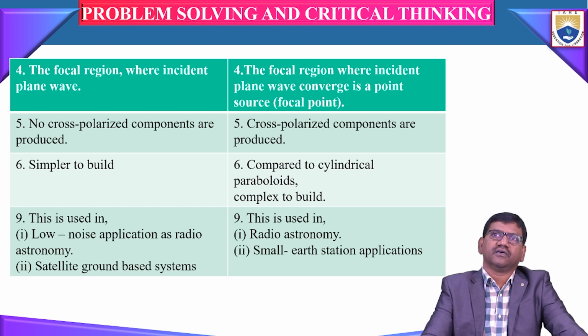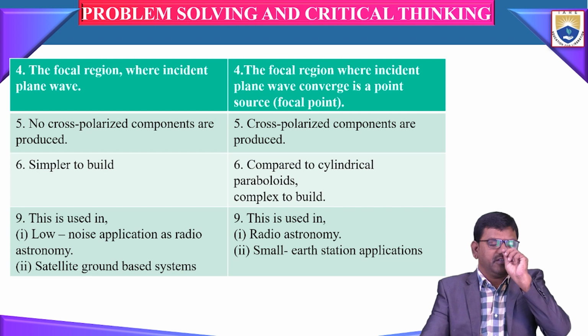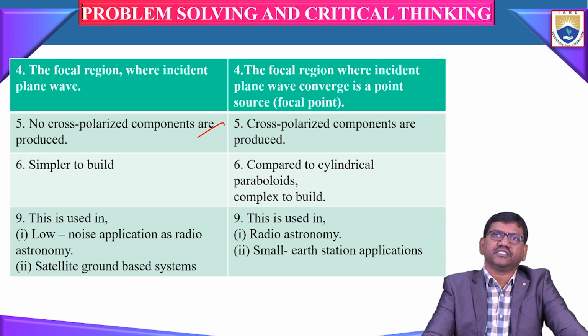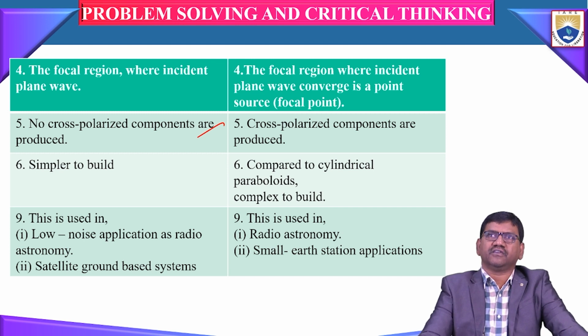But in the spherical paraboloid, all the rays will be converged to one point which we call the focal point. But in the cylindrical paraboloid, all the rays are parallel. That means all the rays are collimated towards one direction in the form of a plane wave. So plane waves are generated. All the plane waves or plane rays are produced from a cylindrical paraboloid. But here convergence and divergence takes place in case of a spherical paraboloid.